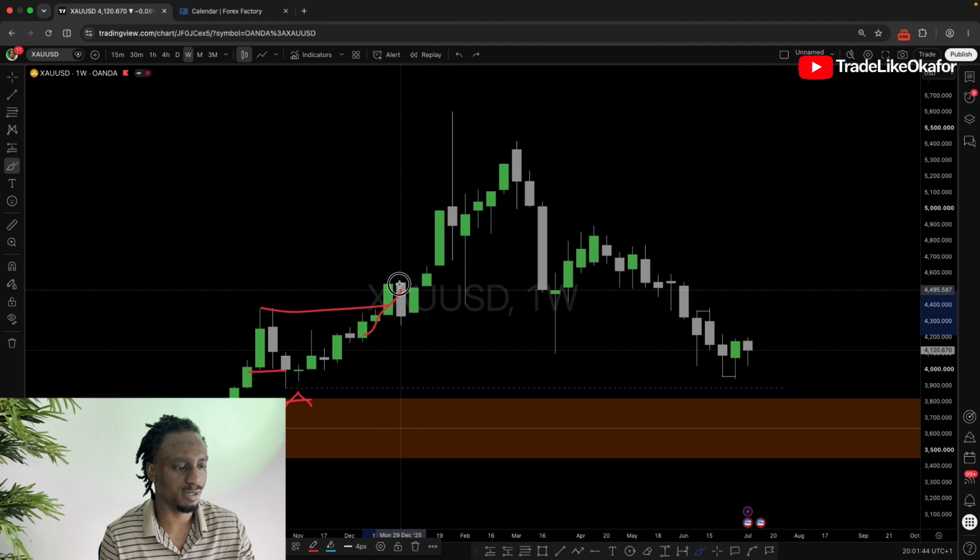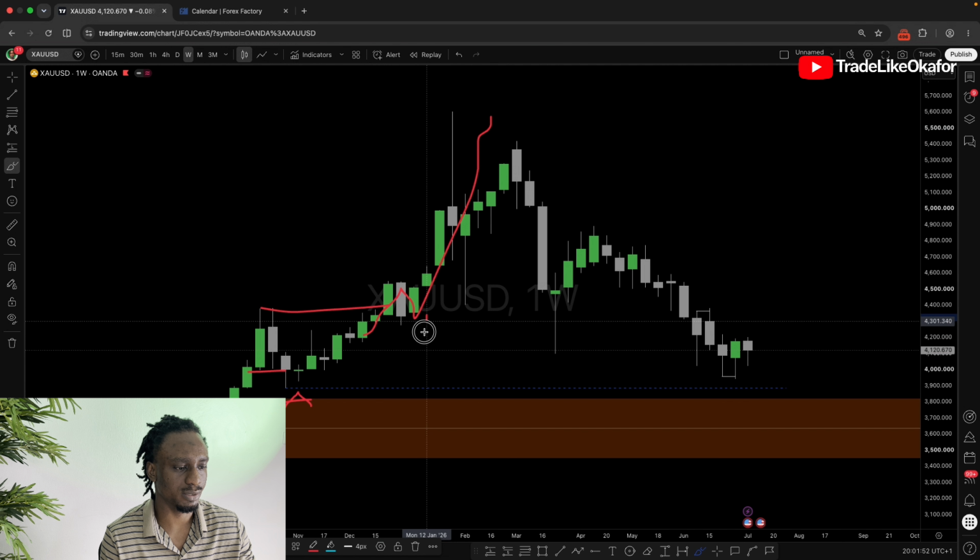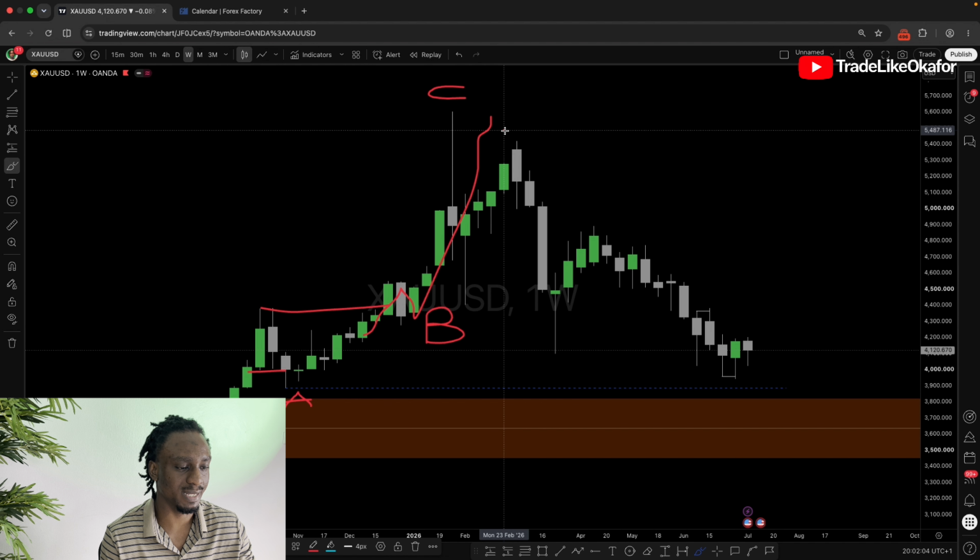So after the break of structure, we had a pullback. And after this pullback, markets went all the way to this high and then started rejecting. So this is our B, and this is our C. Now expectation is for markets to now come back, sweep that B, mitigate it to a POI on the A level and start buying. So what is the POI right now on the A level?